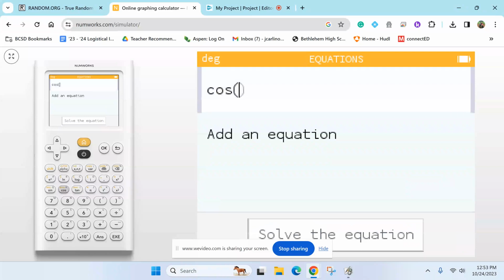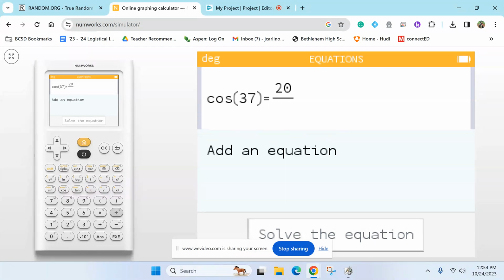So cosine gives you a little parenthesis. What are we putting in the parentheses? 37. Okay, get out of the parentheses. Equals. Yep, close them, sorry. I don't know if it'll matter or not, but just in case. Equals. We know where the equals is with the pi. And now, what do we have? 20 over x? 20 divided by, and look at that beauty, it just does it for you, over x.